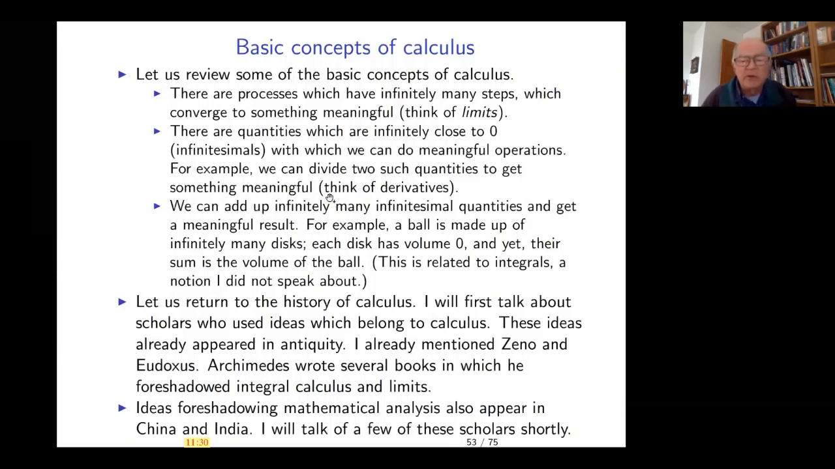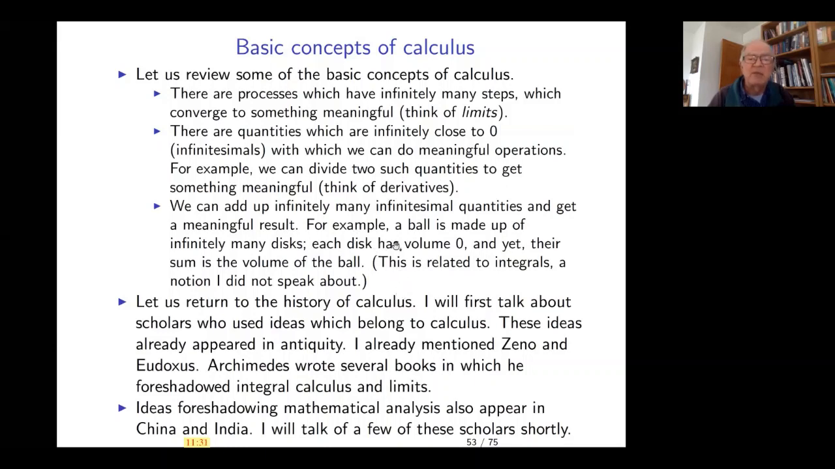So, just a short return to calculus, just as a review. There are processes which have infinitely many steps, and so they introduce us to the notion of limit. There are quantities which are infinitely close to zero, which gave us the notion of infinitesimals. We can divide two infinitesimals, like we do to get a rate of change, and that brings us to the derivatives. And then we can add up infinitely many quantities, like in Zeno's paradoxes, and get again a limit.